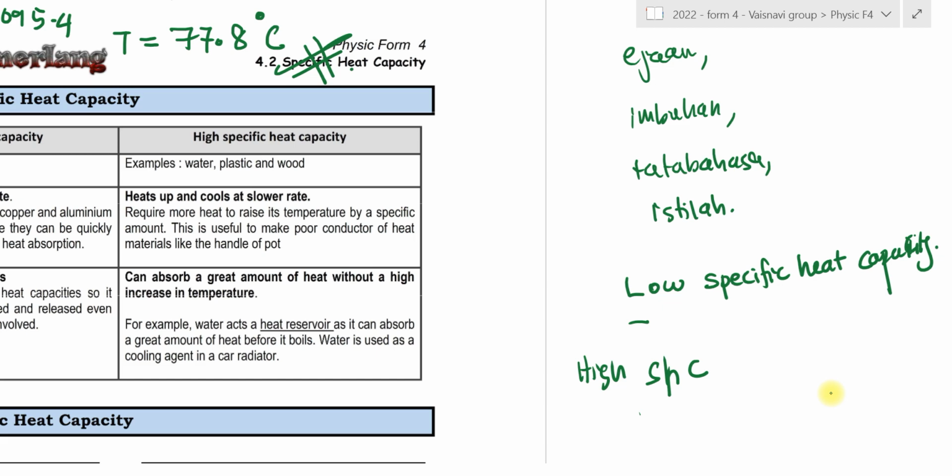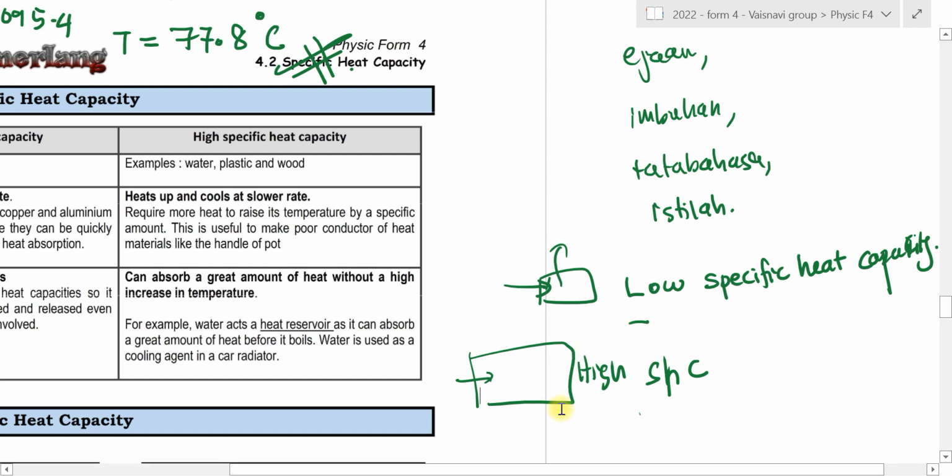Dia lambat. It's like, let's say you have a car and a bus. Car ni cepat untuk fill up with the passenger and cepat kita nak drop out. Kalau a bus of people, imagine, it's very late to become fully occupied and very late to get rid of them, I mean, drop them out. So you imagine a car and a bus. Low specific heat capacity, cepat panas, cepat sejuk. High specific heat capacity, lambat panas, lambat sejuk.